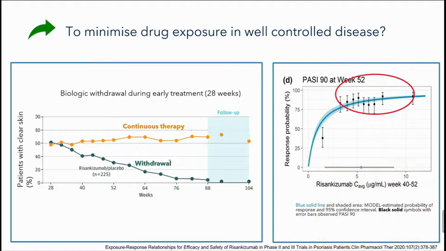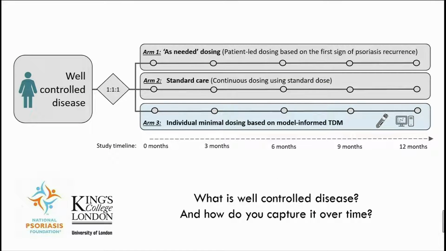And is there an opportunity to more intelligently minimize drug exposure in well-controlled disease? So as mentioned earlier, with the P19, people come off drug and they're in remission off drug for a while, and that is true, but there are also people who relapse. And we do know that those people who have disease well controlled, many of them have excess drug. And so this is one of the things that we're trying to address in one of our trials.